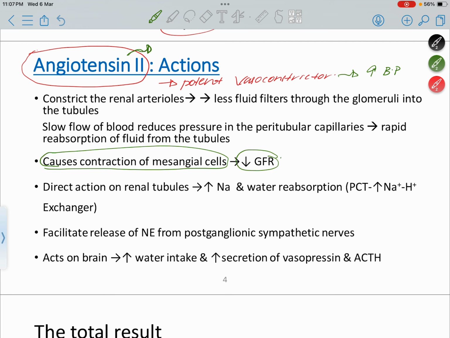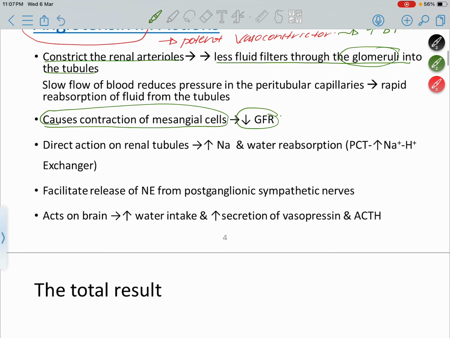Then we have said that it is a potent vasoconstrictor, so it constricts the renal arterioles. Less fluid filters through the glomeruli into the tubules. So the blood volume inside the glomeruli increases, and it is not filtered by the kidney. So the blood pressure is increased.